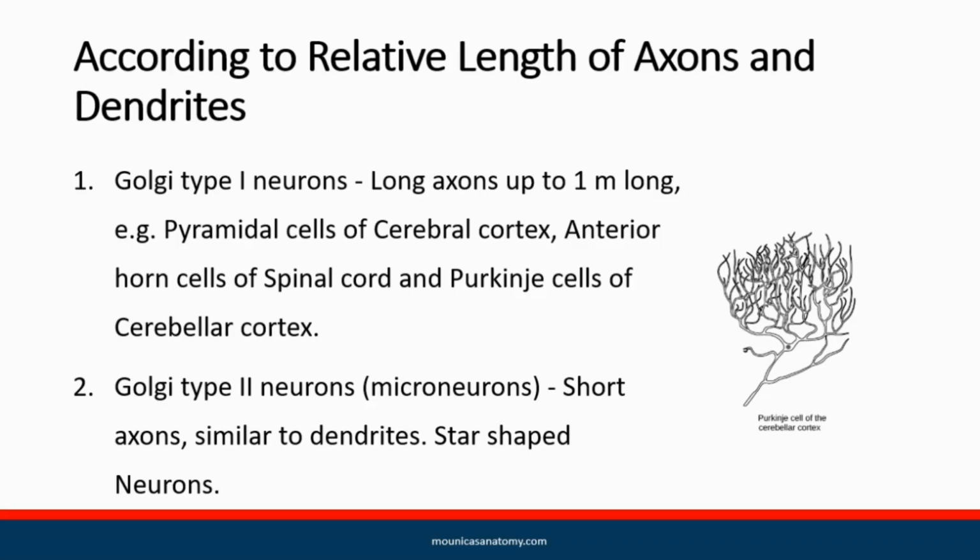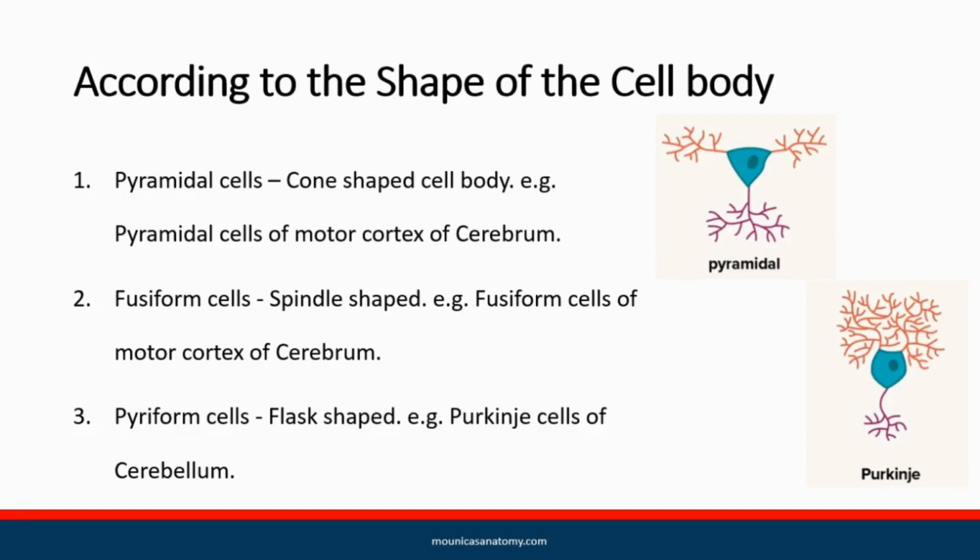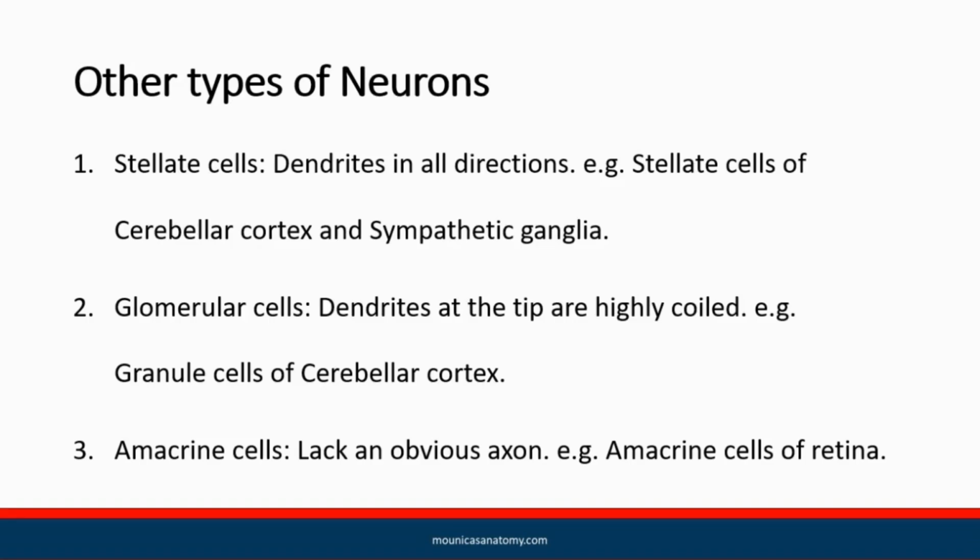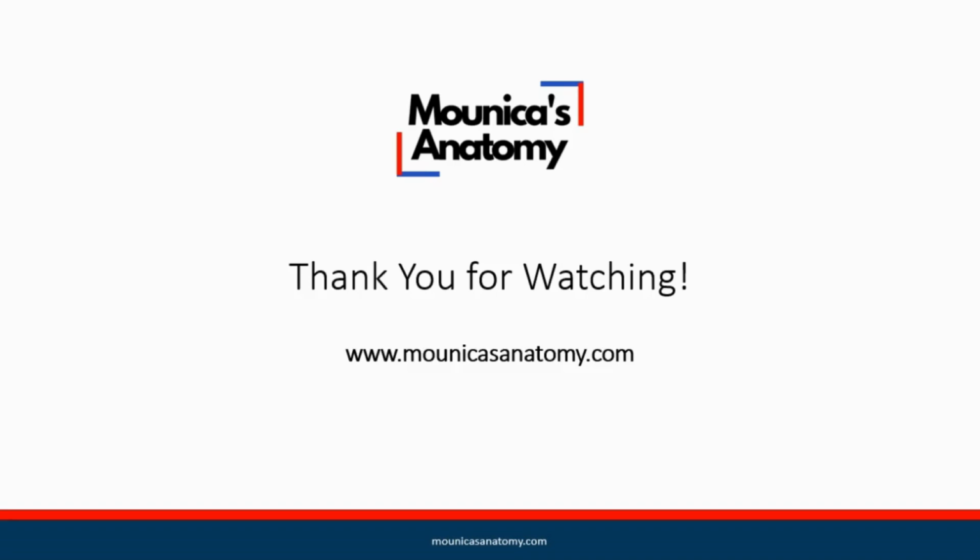According to relative length of axons and dendrites, Golgi type 1 neurons have long axons, for example, Purkinje cells of cerebellar cortex. Golgi type 2 neurons have short axons and are star-shaped. According to shape of cell body: pyramidal cells in motor cortex of cerebrum, fusiform cells in motor cortex of cerebrum, pyriform cells, Purkinje cells of cerebellum. Other types: stellate cells of cerebellar cortex, glomerular cells, granule cells of cerebellar cortex, amacrine cells in retina.